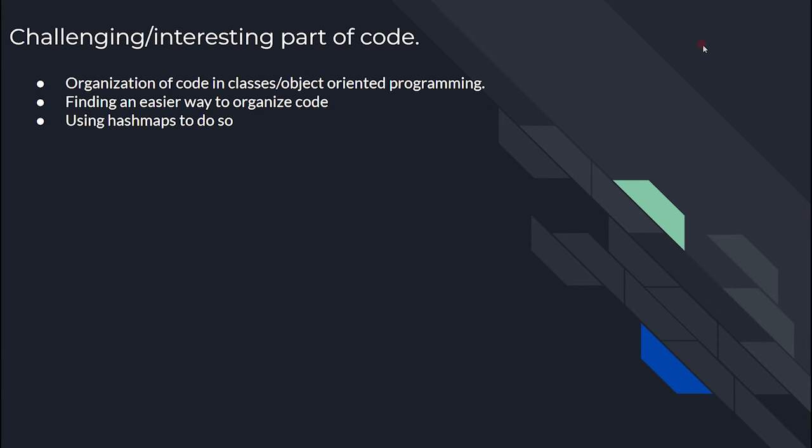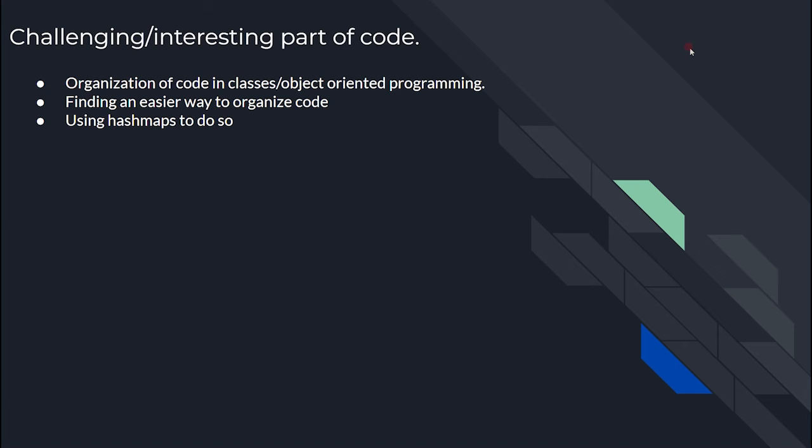So the most interesting part of our code was basically using hash maps. We were trying to improve the object-oriented design of our program because at first we came up with a really procedural approach. And then we were trying to make it more object-oriented. To do so, we needed better organization of code in classes. We needed to separate the code in different classes and have appropriate classes, for example, the abstract classes that we've used and the child classes. So to do that, we needed to find an easier way to organize our code.